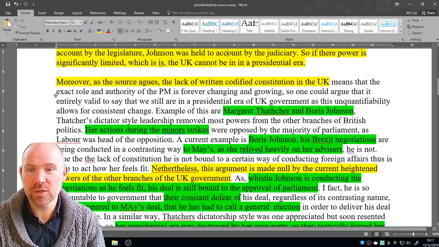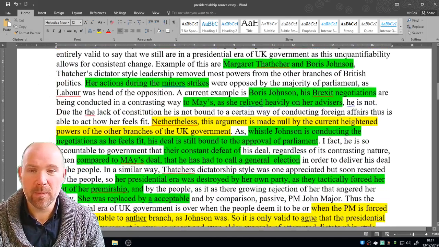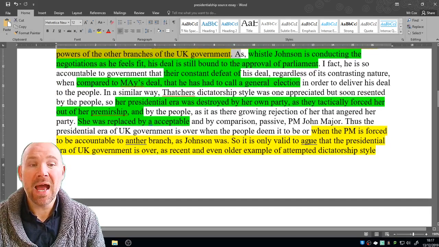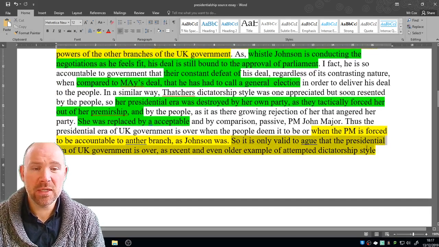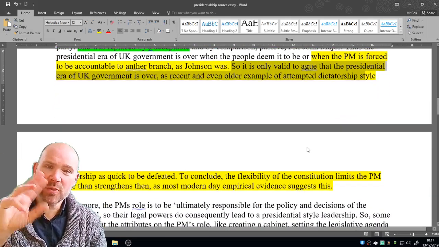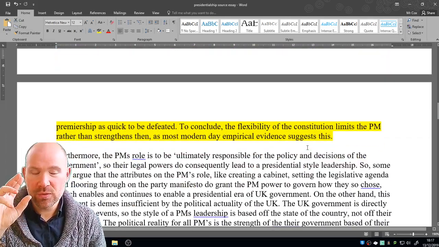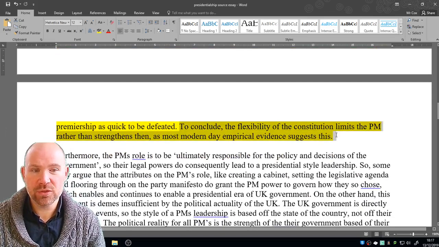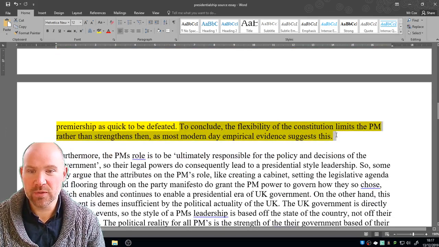And then section 2. Moreover, as the source argues, the lack of a codified constitution in the UK, blah, blah, blah. Nevertheless, this argument is made null by the current heightened powers of the other branches, blah, blah, blah. And then again, we've got a summary. So it is only valid to argue that the presidential era of UK government is over. Don't worry too much about the content here. It's the structure style. To conclude, the flexibility of the Constitution limits the Prime Minister rather than strengthens them.